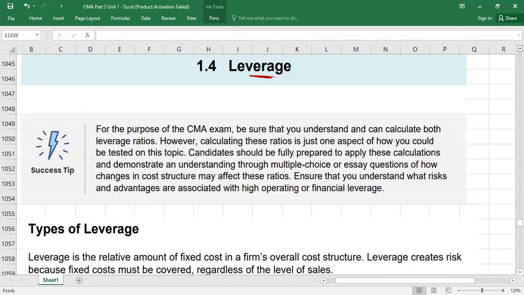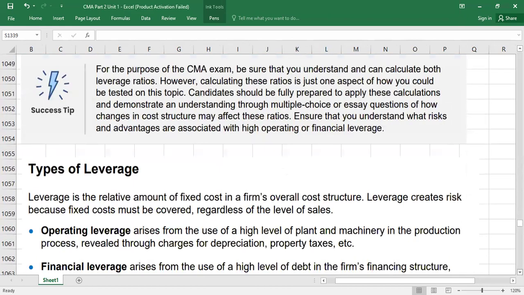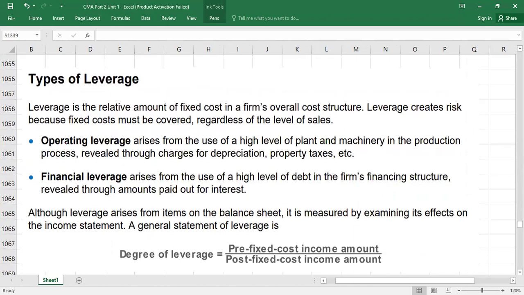So here we go, guys. First of all, we are going to discuss what is meant by leverage. Leverage definition I'm going to explain. So actually leverage is the amount of fixed cost in the firm's overall cost structure.